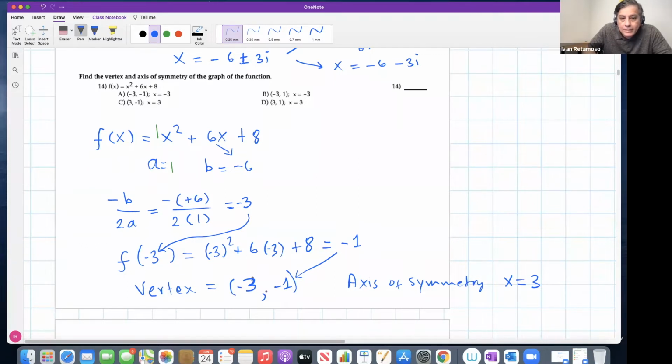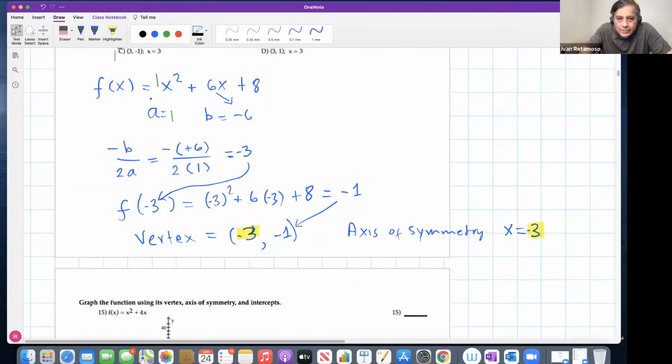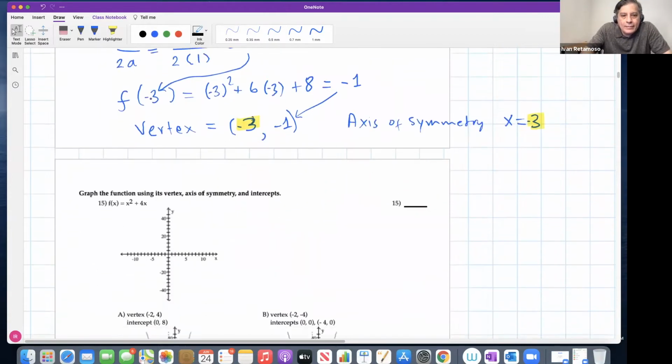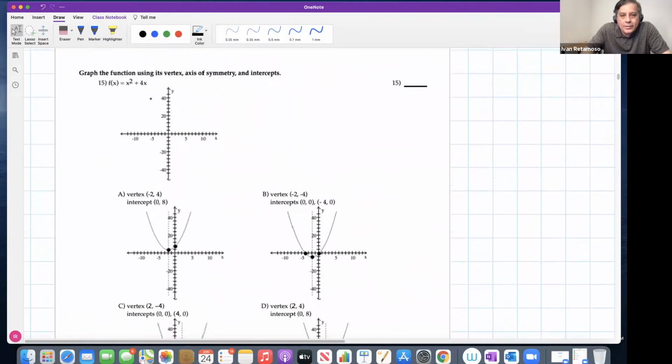But this is -3. So -3 and -1 should be the coordinates. And the axis of symmetry, you pick up this and you just put it here. This is the axis. What determines the axis of symmetry, right? X equals -3. So we're talking about this, right? Now it's good. Very good. That's how you find the axis of symmetry and the coordinates of the vertex.